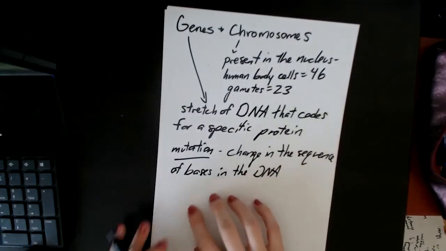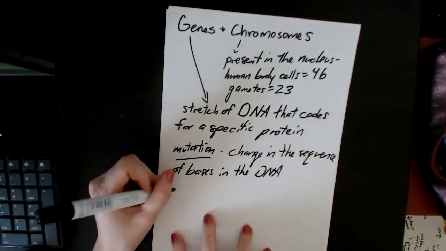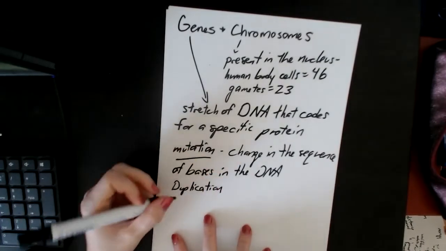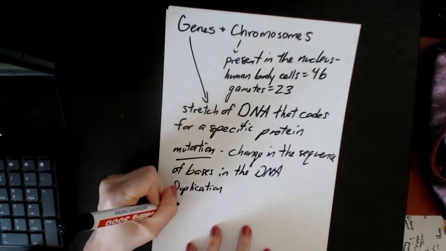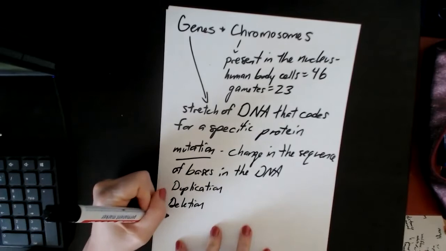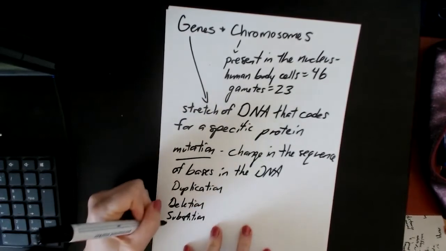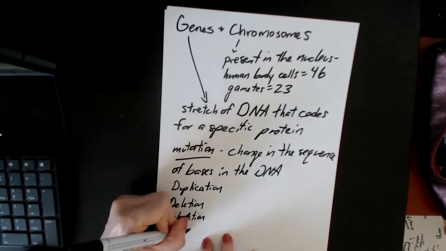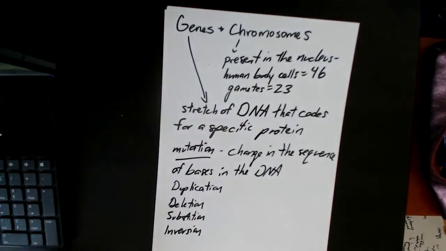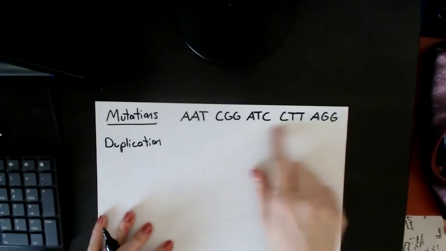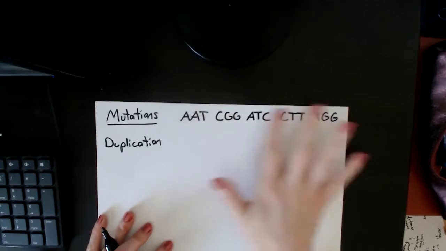Right? There are 4 types of mutations that you need to know. The first one is a duplication. Okay. Then you have deletion, substitution, and inversion. I'm going to get you a stretch of DNA, and we're going to talk about what these 4 look like. Okay, so here I have a stretch of DNA. These are the bases on the DNA. Okay, I put them in triplet codons just so that it's easier to see what's going on.